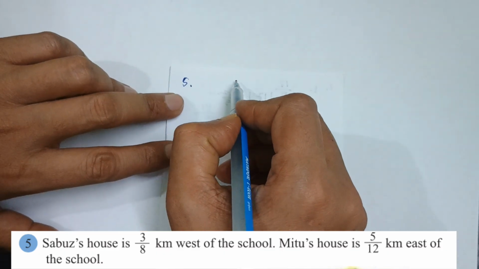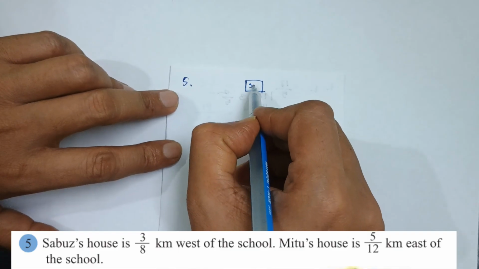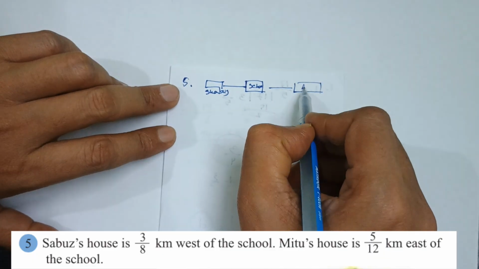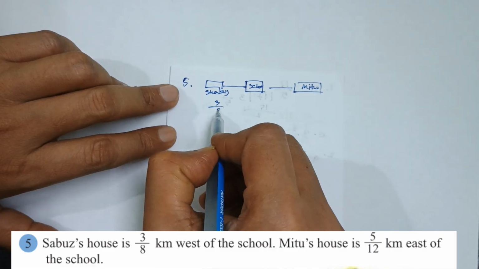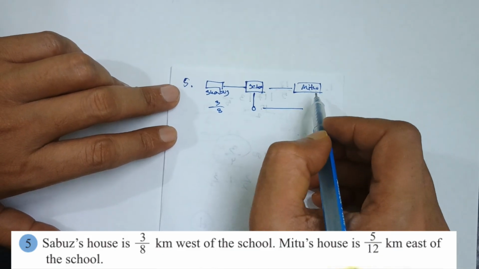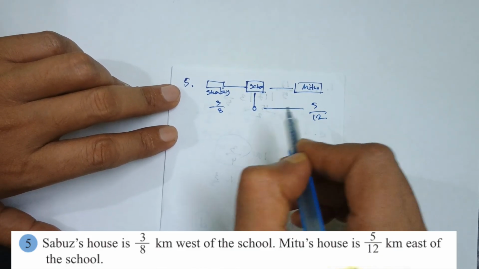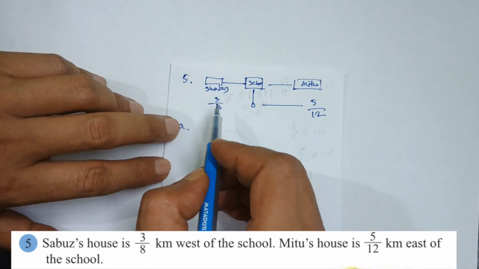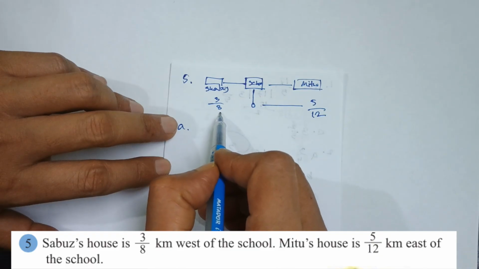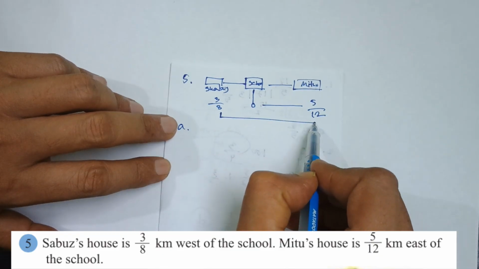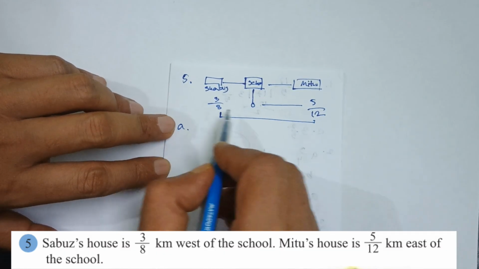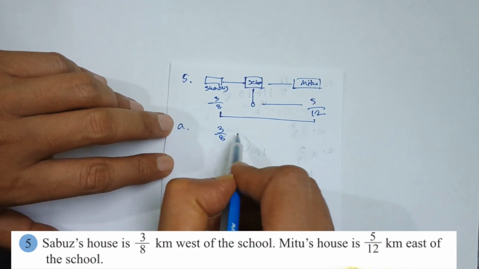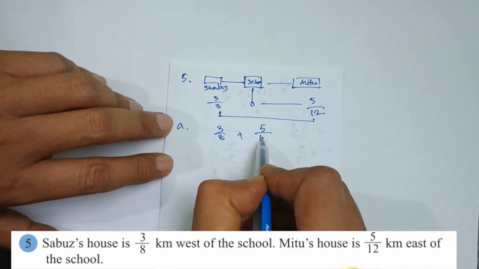Here, if we think this is the school, this is Shobu's house and this is Mitu's house, the distance is 3/8 from the school on one side and 5/12 on the other. For A, how many kilometers is the distance from Shobu's to Mitu's house? It means if we add the two, this is the total distance between Mitu's and Shobu's houses. And we can write 3/8 plus 5/12.